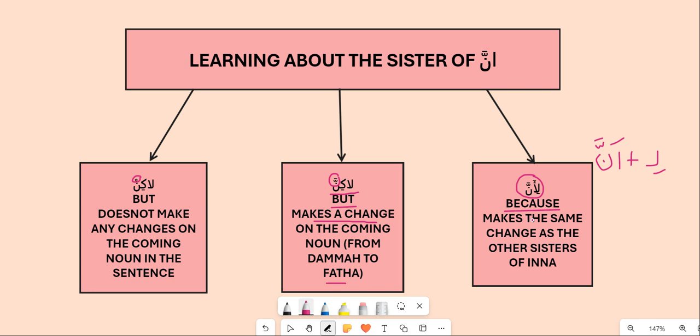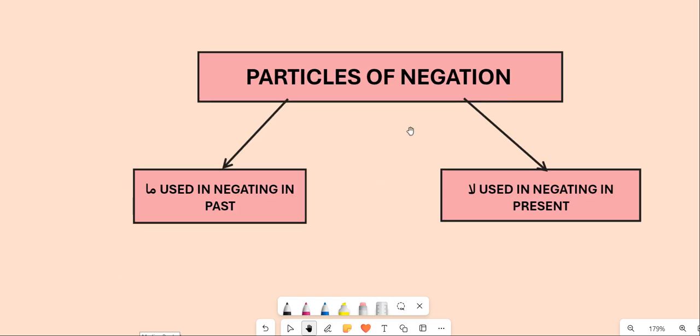But as I told you, some grammarians accept it as sister of inna and some do not. So it doesn't make any difference for us. We will just follow the rules of sister of inna for li anna. Knowing about the particles of negation, there are two particles: ma is used in negating the past sentences, and la is used in negating the present. So this is the only information about these two tools for negation.